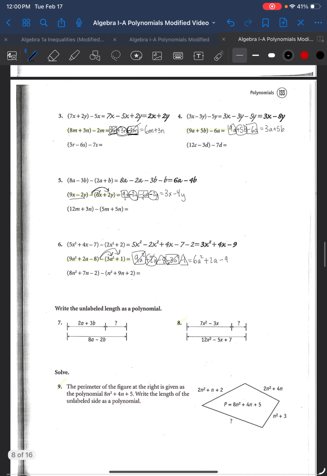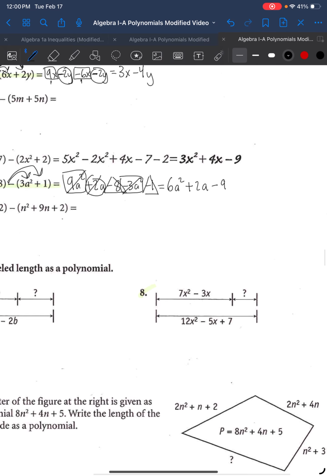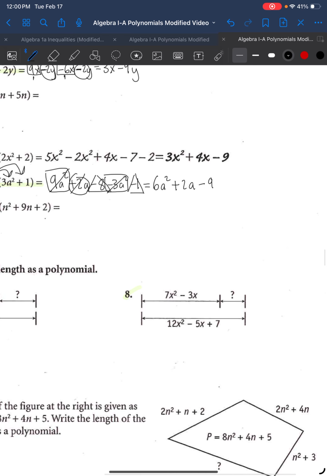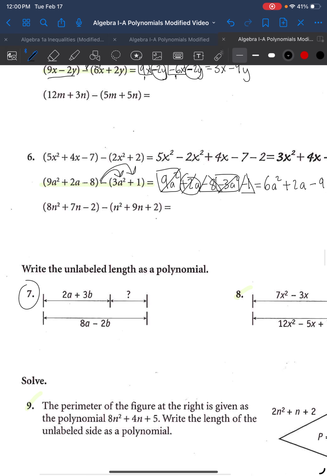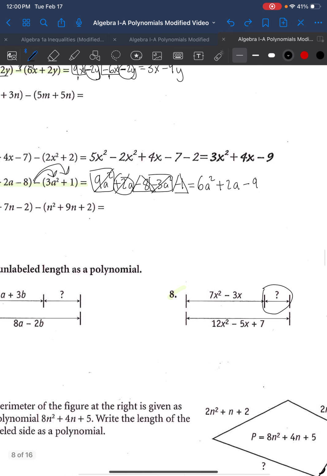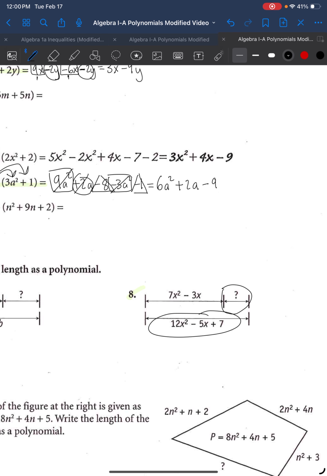On this next one, on number 8, it's kind of the same question, but asking it in a different way. So we're trying to figure out what this distance is right here. It's the same as 7, but 7's a little simpler. So I'm actually going to do 8 with you, and then you can try 7 on your own. So it's this distance minus this distance that is going to give you the unknown distance.